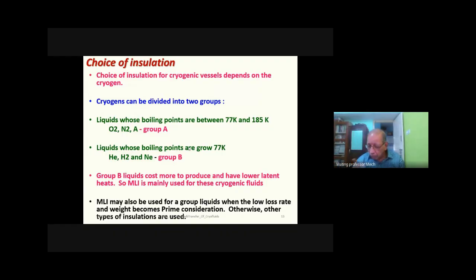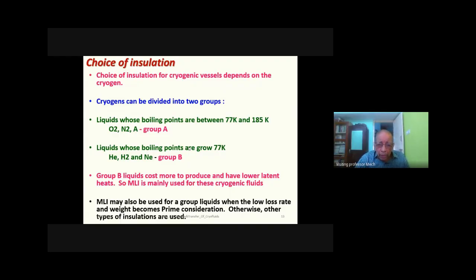What about the insulation of the cryogenic tanks? The choice of the insulation for cryogenic tanks depends on the cryogen being used. It can be divided into two groups. Group A has liquids whose boiling points are between 77 and 185 K. Mostly liquids like oxygen, nitrogen, argon, etc. fall into this category. And then in group B, you have liquids whose boiling points are below 77 K. Here you have helium, hydrogen, and neon.